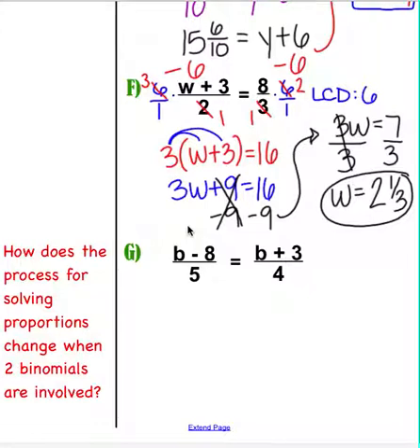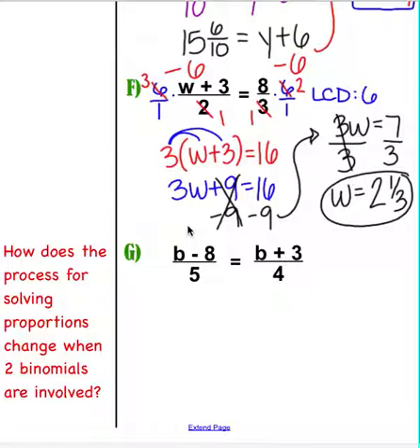Let's move on to our third and final type of proportion that we're going to see today, and that is where we have two binomials involved. So when we look here, now we have (b minus 8) over 5 equals (b plus 3) over 4. Now you're going to start to see more and more why it's so important to get rid of that denominator.